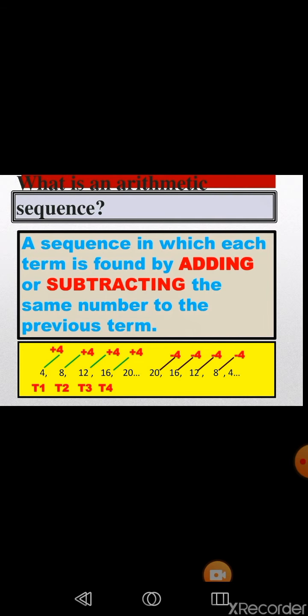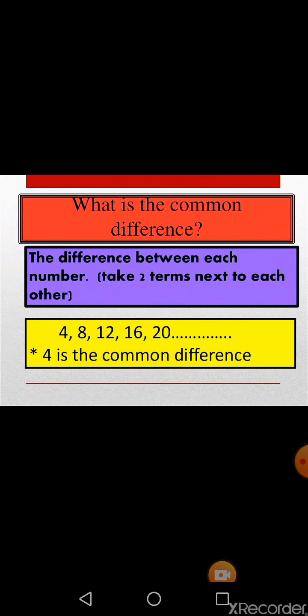Moving to the second slide. What is the common difference? It's the difference between each number. Take two terms next to each other. Here 4, 8, 12, 16, 20. It will be 4 is the common difference between 4 and 8, 4 between 8 and 12, 4 between 12 and 16, and so on.